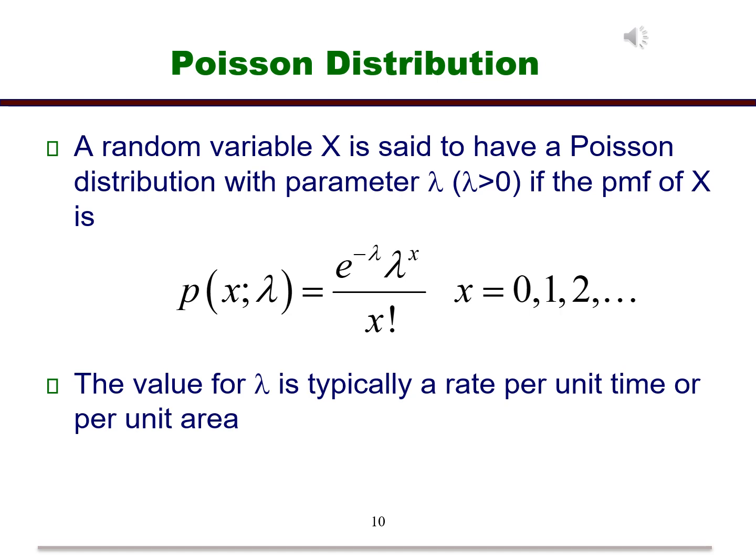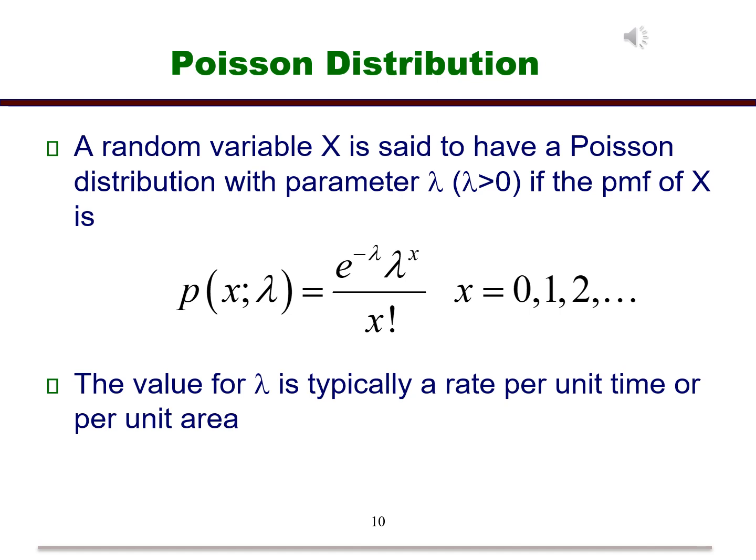The PMF for a random variable that has a Poisson distribution is given in the slide. It has parameter lambda, which is typically a rate per unit time or unit area. The parameter must be greater than 0. Also notice that x can take on only integer values going from 0 up to infinity. This shouldn't surprise you since we can't have a negative count.